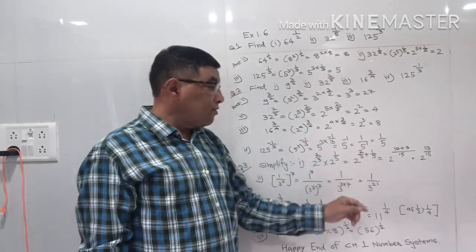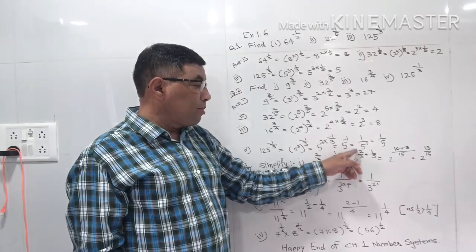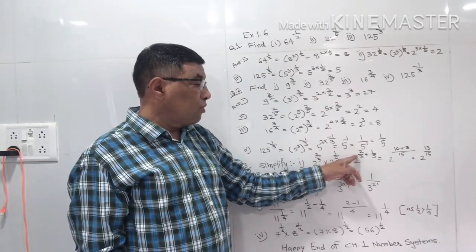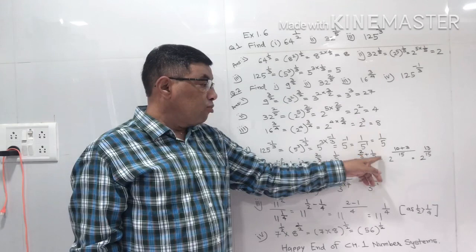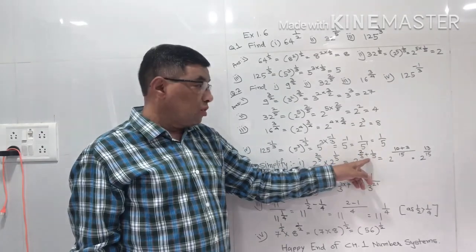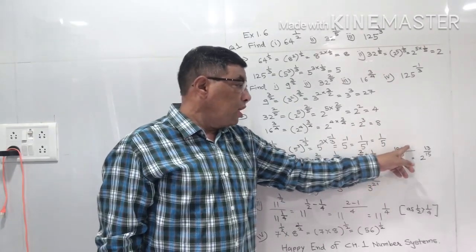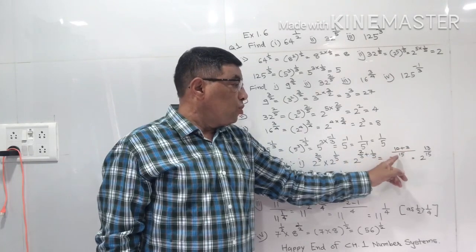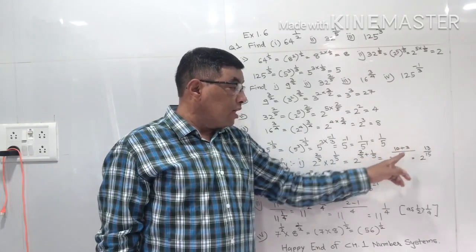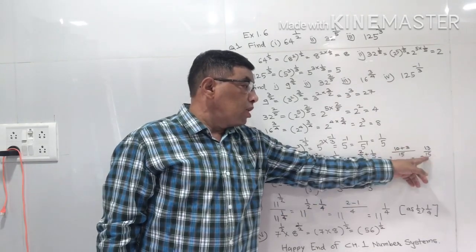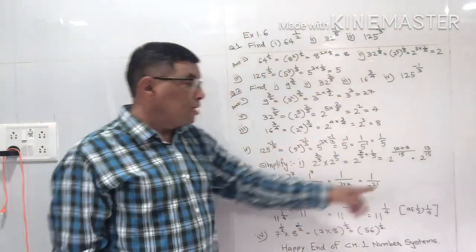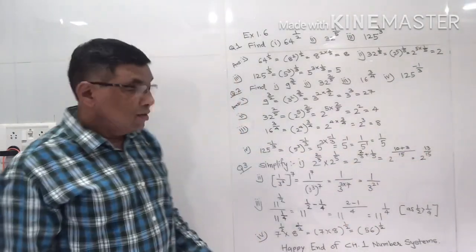So we write 15. Here we have to multiply by 5 upon 5, so what we get? 10 here. Here we have to multiply by 3 upon 3, so what we get? That is 3 upon 15. So the LCM is 15. 10 plus 3, which is equal to 13 upon 15. So the answer is 2 raised to 13 upon 15.